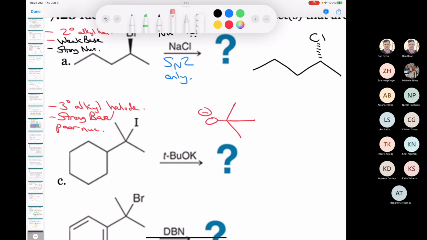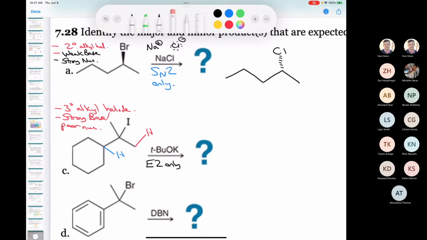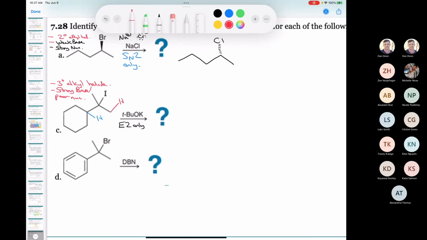However, it can pull off a beta proton. And what are the beta protons that we have here? Well, there's two types. There's these beta protons in red, the ones on the methyl groups, but we also have a beta proton here. And so what's going to predominate is an E2 reaction. So we're going to get E2 only because we have a tertiary alkyl halide and a strong base, which is so big and bulky it's a poor nucleophile. If we pull off the red proton, we're going to end up with our double bond being right here. But if we pull off the blue proton, then we end up with something like this.